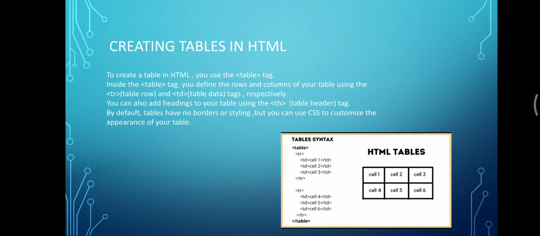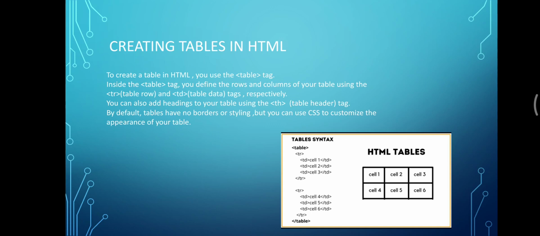And creating tables in HTML. To create an HTML table, we use the table tag. Inside that table tag, we define the rows and columns of the table using the tr and td tags respectively. You can also add headings to those tables using the th tag. By default, tables have no borders or styling, but you can use CSS to customize the appearance of your table. Okay, so we use some tags called table, tr, td, th.